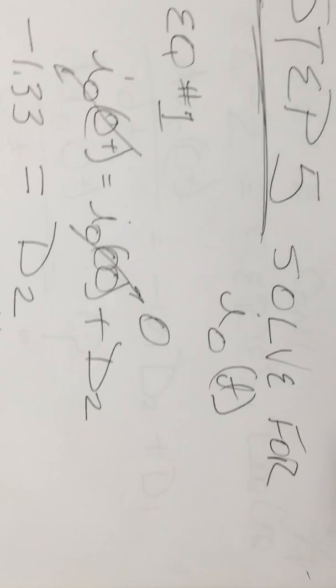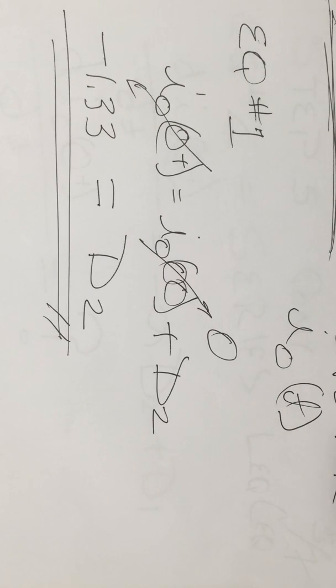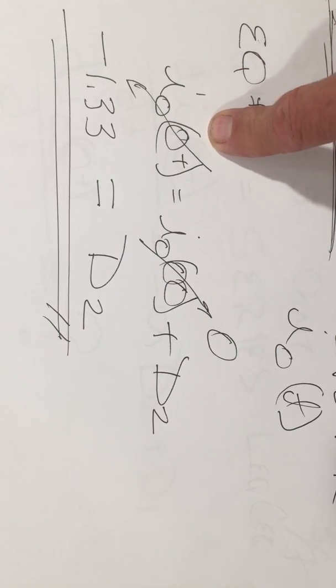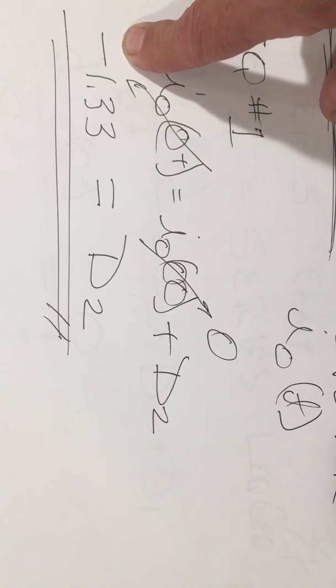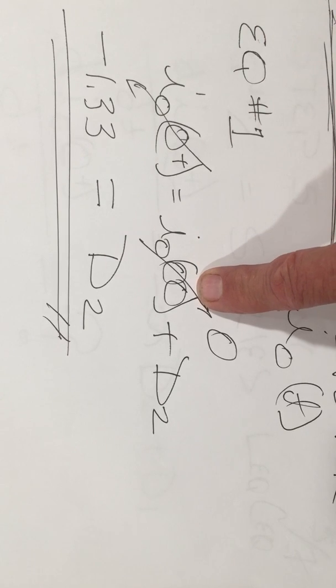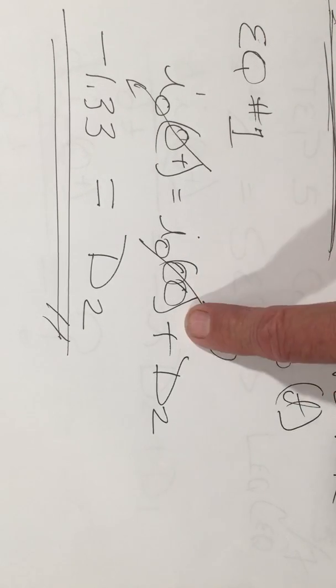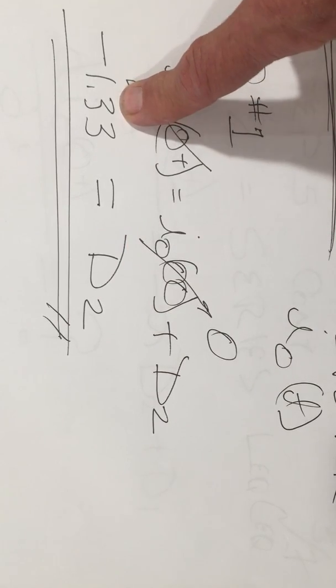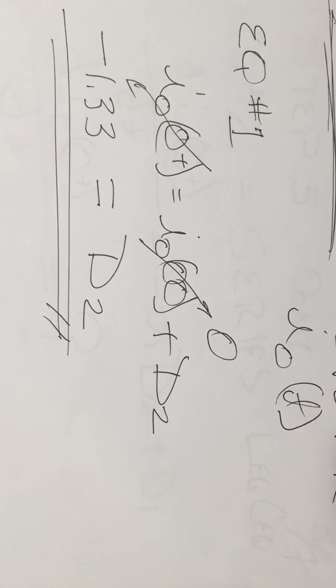Step 5 basically says I have to solve 2 equations and 2 unknowns. Granted, I solved 1 equation with 1 unknown, and then the second equation with 1 unknown. I know what IO(0+) was. It was minus 1.33. I know what IO at infinity is. It was 0 plus D2. So D2 equals minus 1.33 amps.